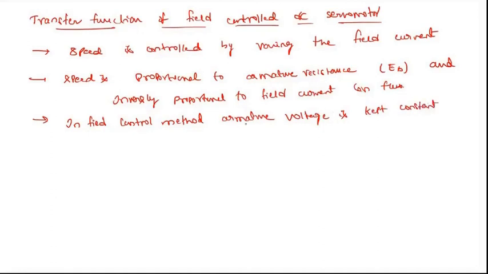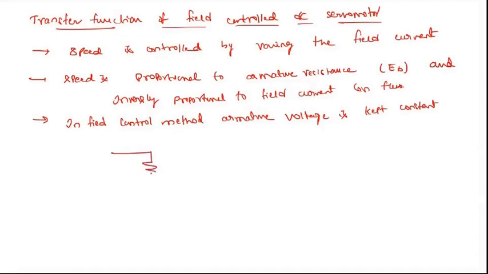As we know, any machine consists of a field circuit as well as an armature circuit. Yesterday we discarded the field circuit because we were concentrating on the armature control method. Today we are discussing field control, so we can discard the armature circuit and consider only the field circuit. But in the diagram, I'm going to represent both the field circuit as well as the armature circuit. So first I'm going to write the field circuit.